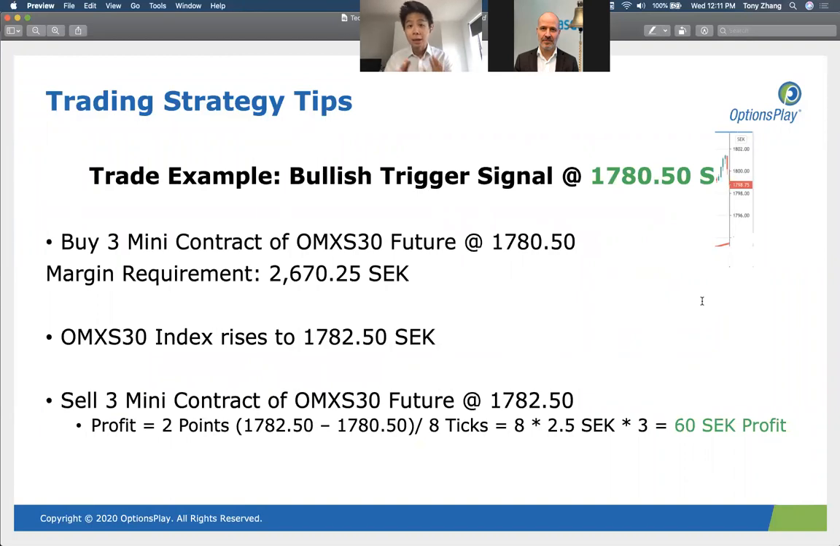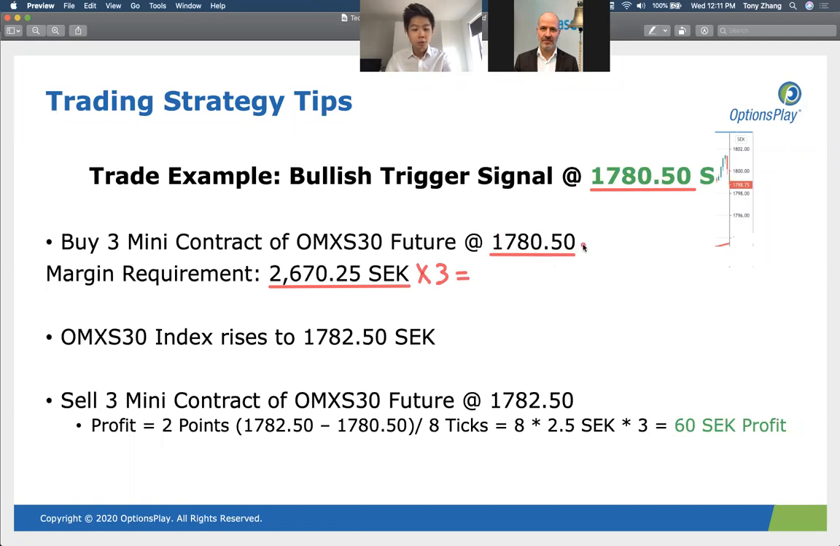So just to give you a quick example here, let's say I got a bullish signal to trigger that buy signal when the index was at 1780.5 crowns, and let's say I bought 3 mini futures contracts. So I bought 3 mini futures contracts at the price when the buy signal was triggered on the strategy I just showed you here. My margin requirement here is the margin requirement for a single contract. You would have to multiply this by 3 to give you the margin requirement for 3 mini contracts. And let's say I bought it when it was at 1780.5.